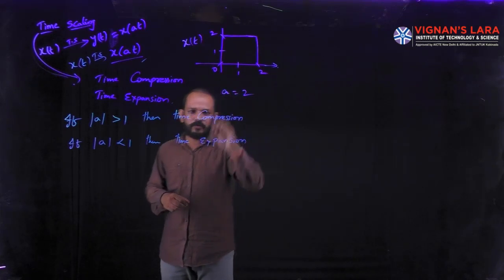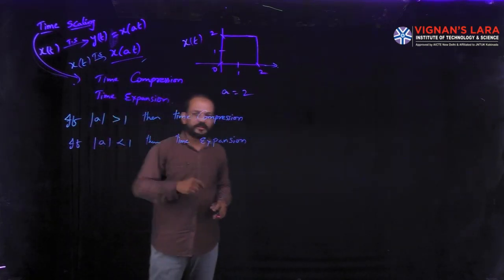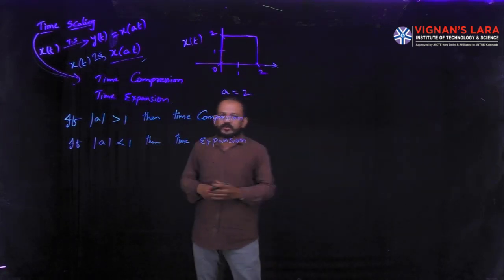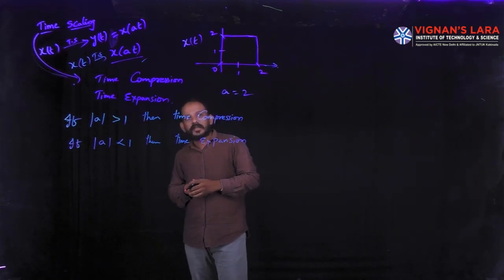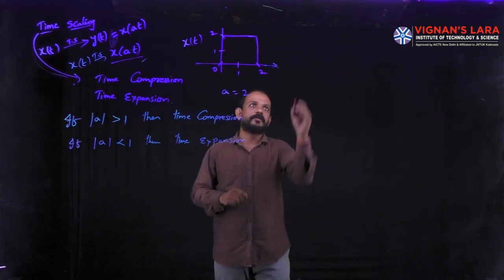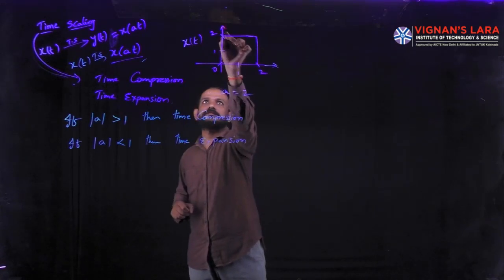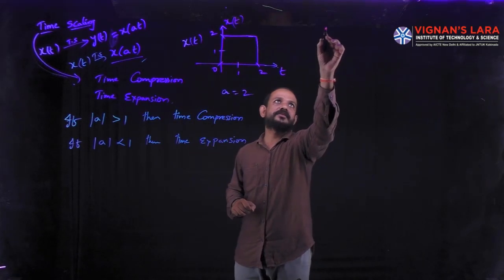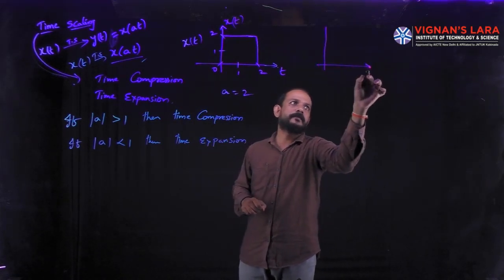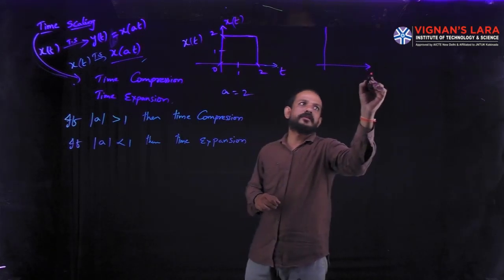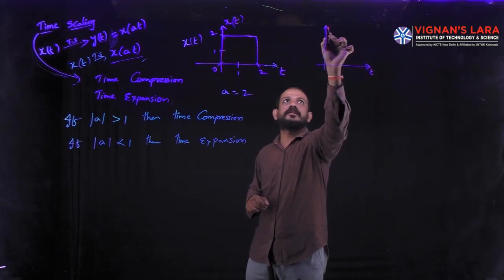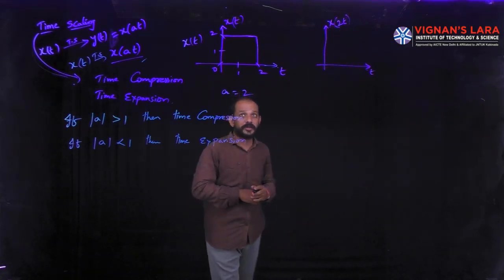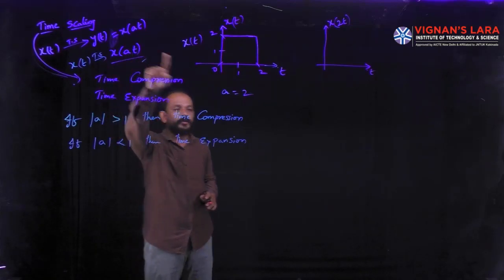Now I have to go for the time scaling operation. That means I have to get the signal for x of 2t, because the value of a is 2. How can I get that? Simple. See here, this is t and this is x of t. Now I have to get the signal for x of 2t, that is y of t equal to x of at.